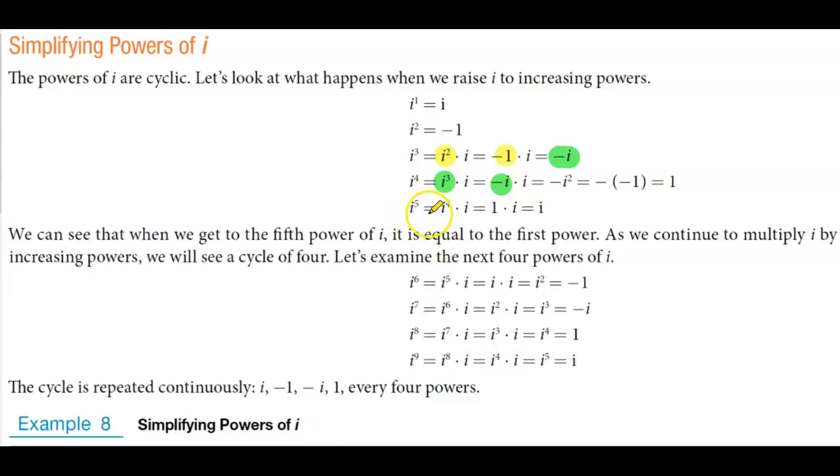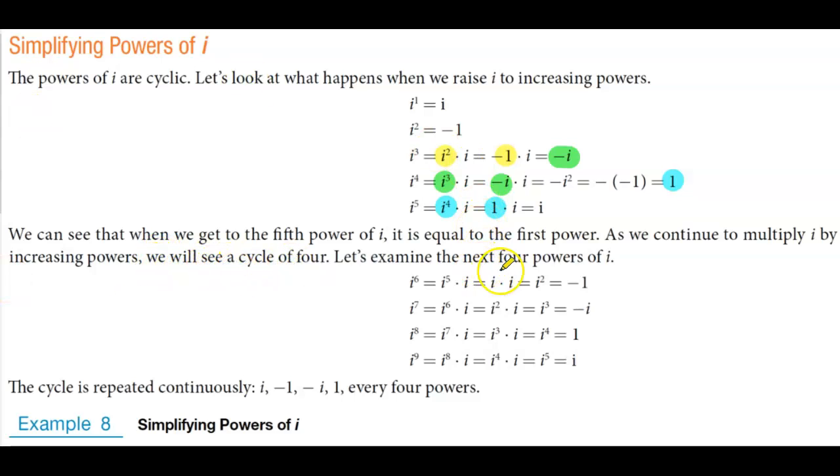If we look at i to the 5th, we can break this down as i to the 4th times i. Now i to the 4th equals 1, so we can replace i to the 4th with 1, and so 1 times i is i. Now if you notice that i to the 1st power was i, so it's starting to repeat, because when we get the 5th power of i, it is equal to what the 1st power was. So as we continue to multiply i by increasing powers, we will see a cycle of 4.